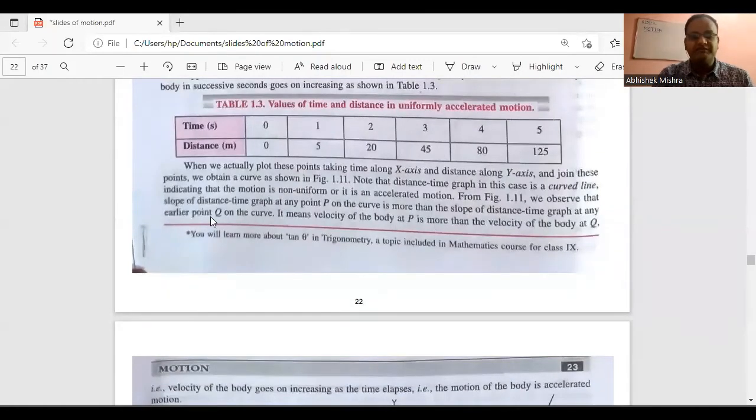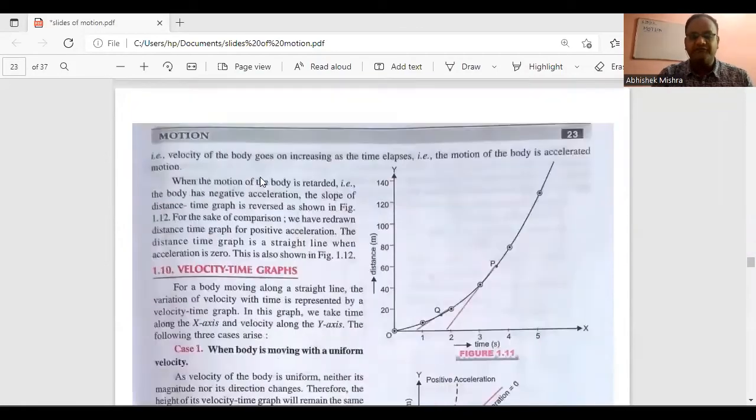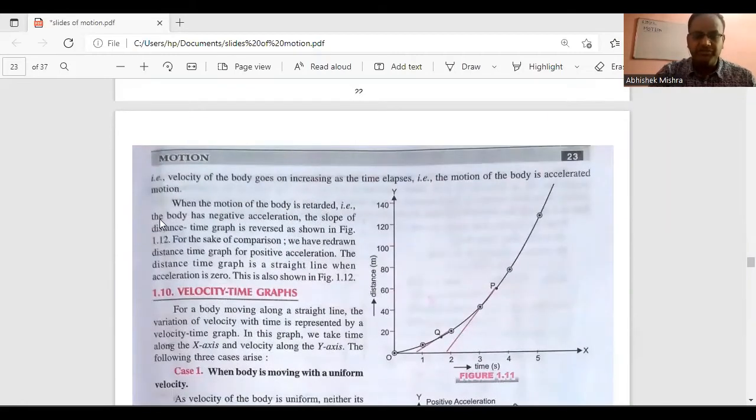And we observe the slope of the distance at any point. So normally, when we plot this graph, we will get a curved line. But remember students, there is a point to be remembered over here: when the motion is retarded, that is, the body has negative acceleration, the slope of the distance-time graph is reversed, as shown in the figure.